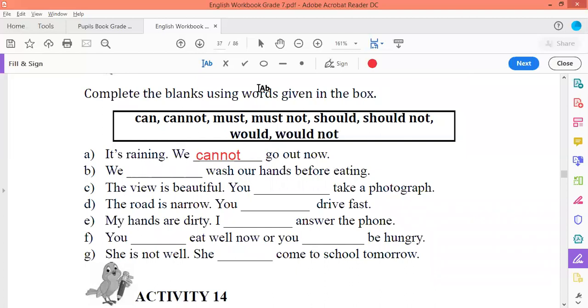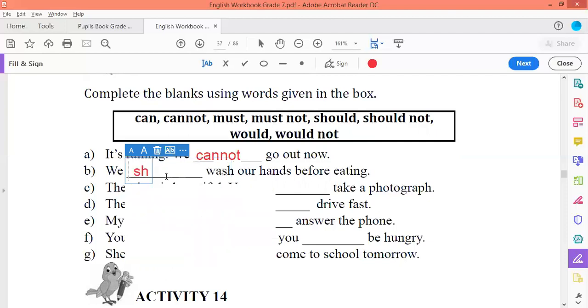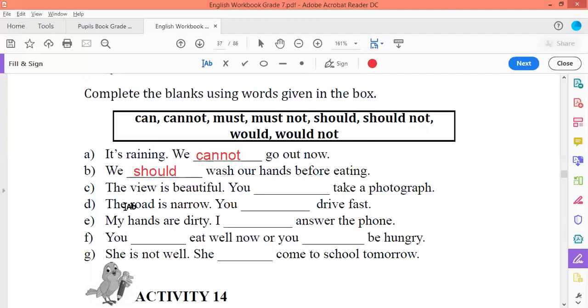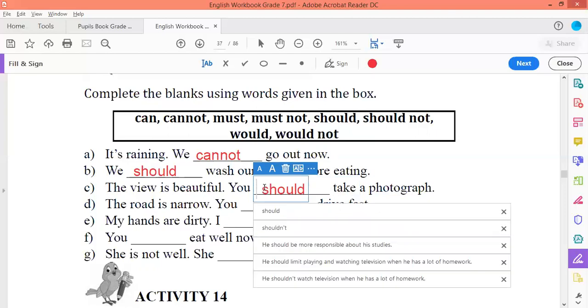Should. Yes. So do you think it's something that we really must do here, or is it okay to not wash also? We will write should. The view is beautiful. You blank take a photograph. Must. In this case, yeah, you can say you must take a photograph, but unlikely. You usually say you should. You should take a photograph.